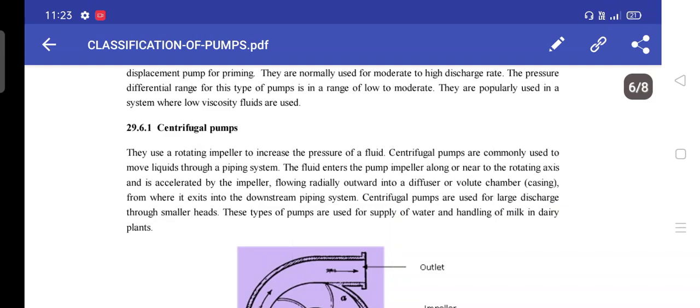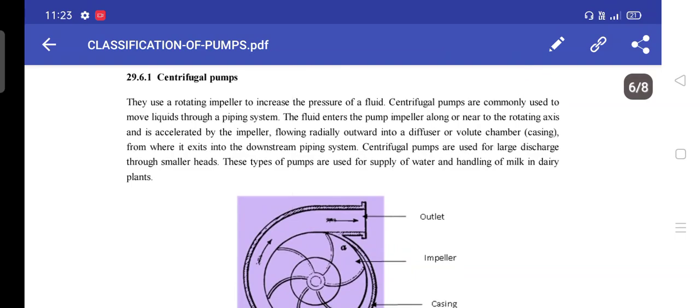And centrifugal pumps. They use a rotating impeller to increase the pressure of the fluid. Centrifugal pumps are commonly used to move liquids through the piping system. The fluid enters the pump impeller along or near the rotating axis and is accelerated by the impeller, flowing radially outward into a diffuser or volute chamber, from where it exits into the downstream piping system. Centrifugal pumps are used for large discharge through smaller heads. These types of pumps are used for supply of water and handling of milk in dairy plants.